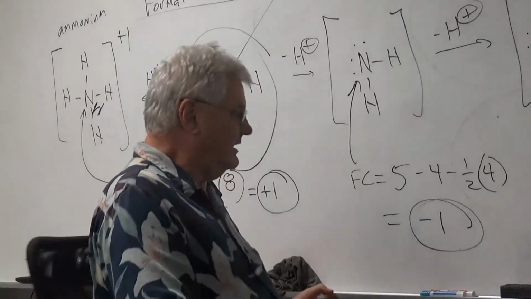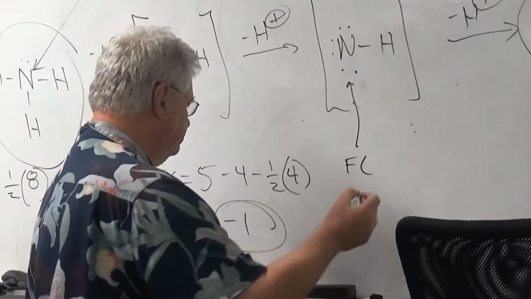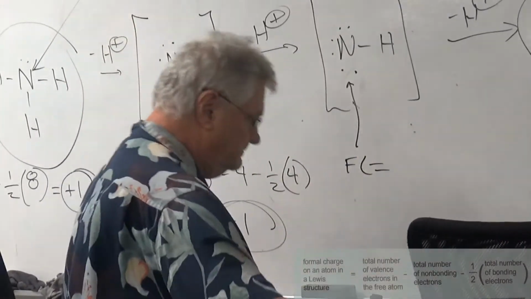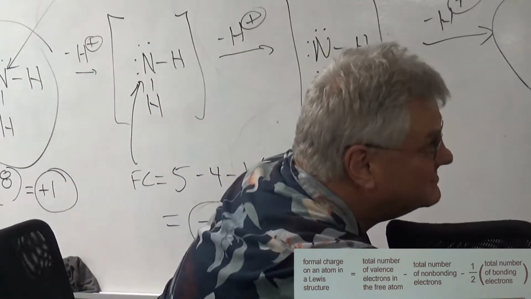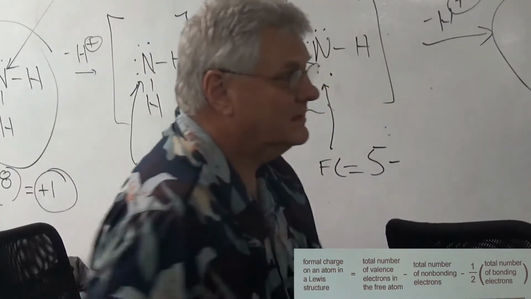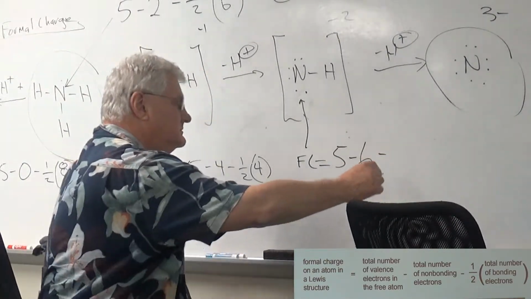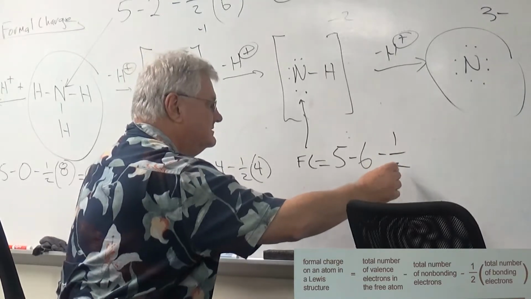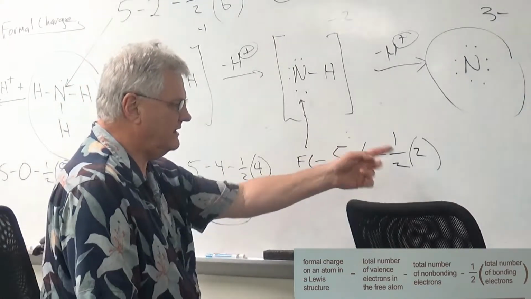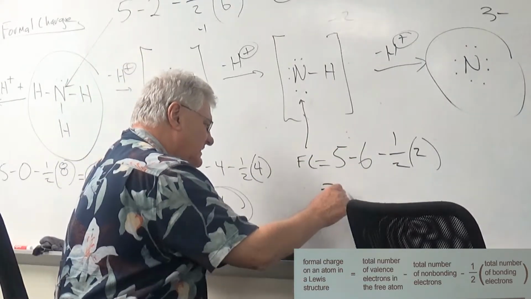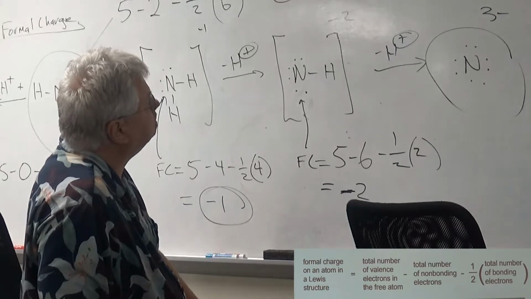Now you can probably see the trend here, but what's the formal charge of nitrogen in this species? How many valence electrons? 5. Okay, minus. What is my equation here? 6. Okay, total number of non-bonding electrons is 6. Minus 1/2 of the bonding electrons is 2. 5 minus 6 is -1, and 1/2 of 2 is another -1. So you end up, that nitrogen has a formal charge of -2. Okay? Does everybody see that?